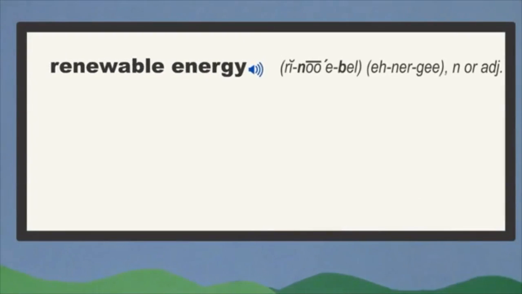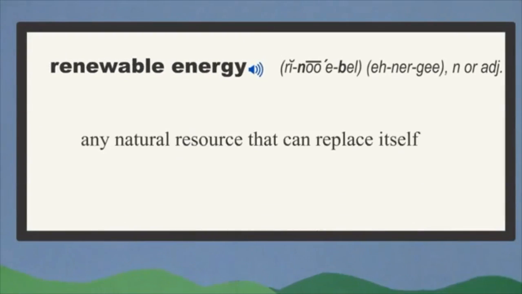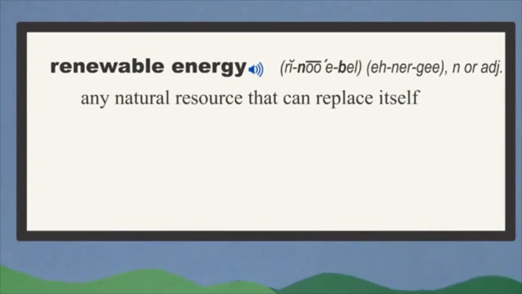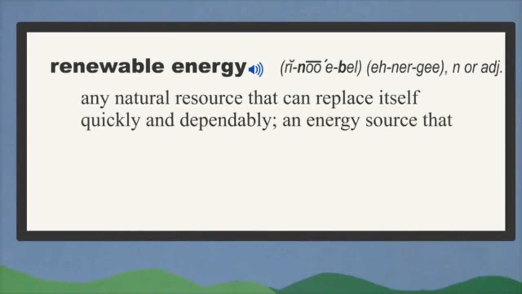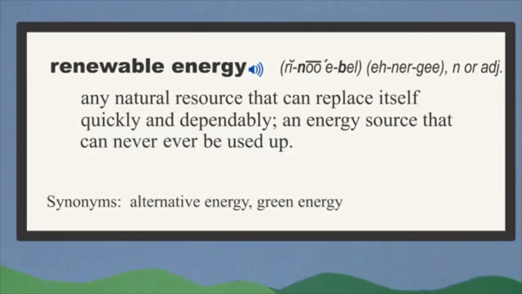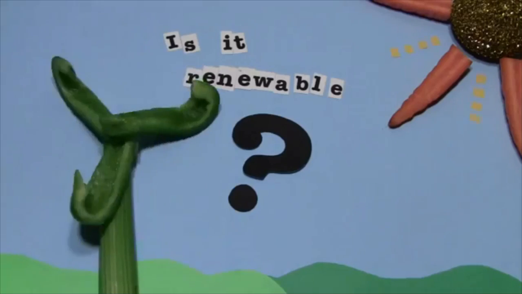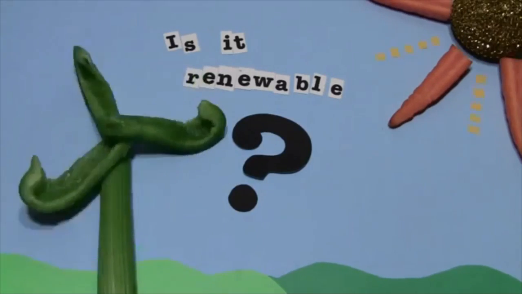Renewable energy, pronounced renewable energy. It's any natural resource that can replace itself quickly and dependably. It's an energy source that can never ever be used up. It can also be called by its synonyms, alternative energy or green energy. But what we really want to know is which resources are renewable and why.